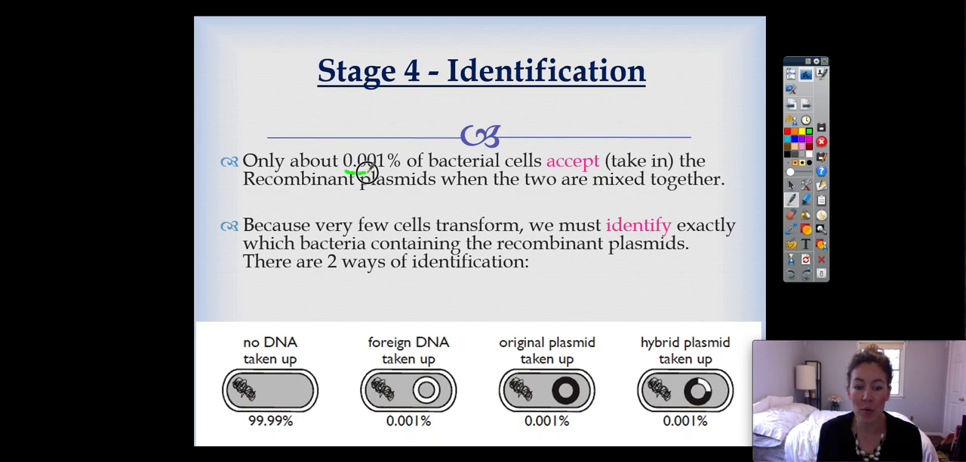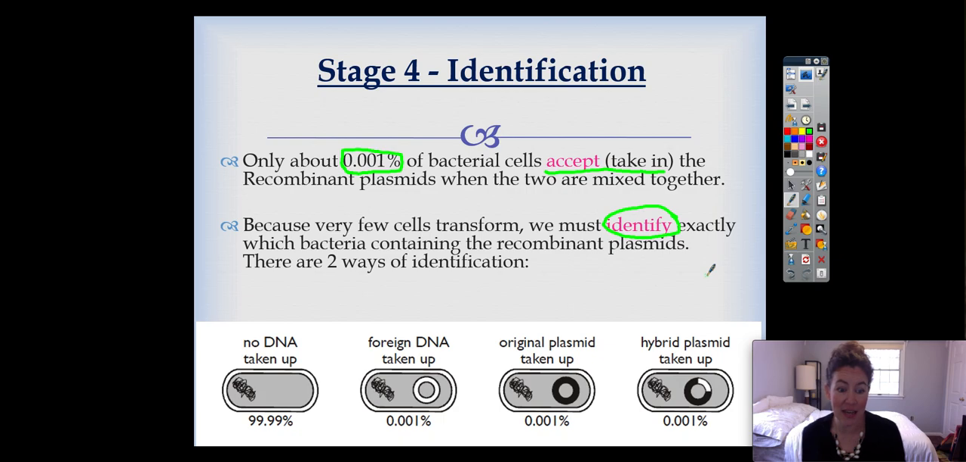Only about 0.001%, a very, very tiny percent of bacteria, actually allow that new plasmid to go inside of them when they're mixed together. Because very few cells are going to transform, it's important to identify. We want to know exactly which bacteria now contain that recombinant DNA.